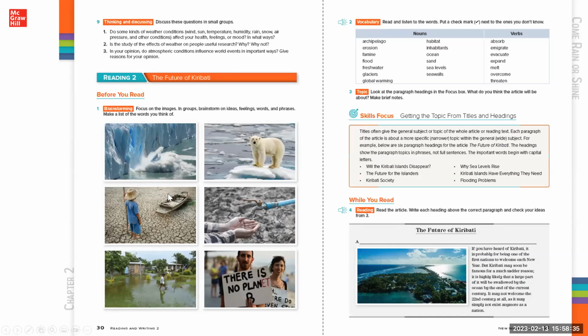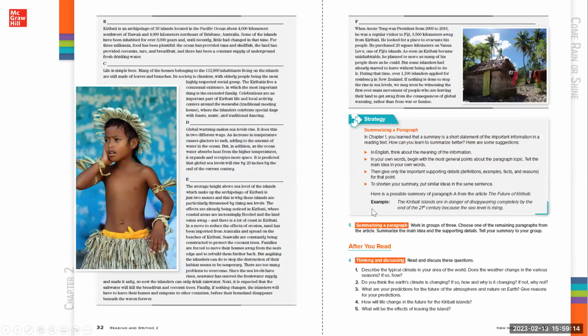So there is a before you read section. And again, pictures to engage the students and asking them to share their views, brainstorm ideas, feelings, words, and phrases. Then that front-loading element, where we give the students some vocabulary that's going to be relevant, because this is vocabulary they will encounter when they read this text. And here, the same skill, to some extent: getting the topic from titles and headings. So there's a skills focus, explaining that skill to them. And then they go on and read the text, quite a long text.